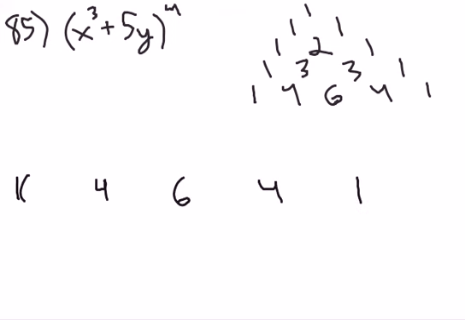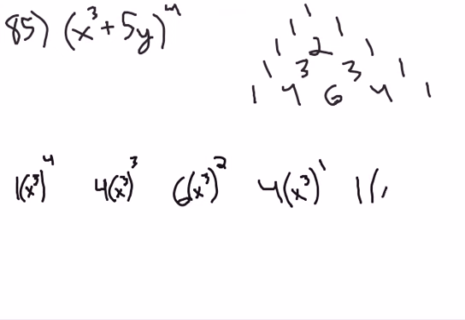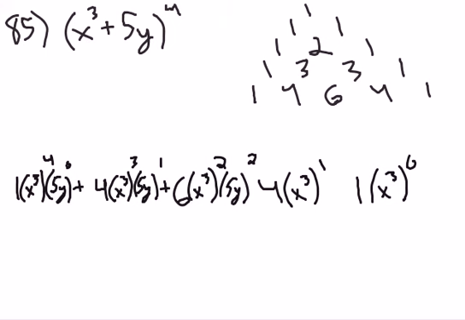So I start with x cubed to the 4th. So notice how I took this guy and put it to the 4th. So I'm kind of substituting it in. x cubed to the 3rd, x cubed squared, x cubed to the 1st, x cubed to the 0, which will just give me 1. Then I do the same thing, but I go the other way with 5y to the 0, 5y to the 1st, 5y squared, 5y cubed, 5y to the 4th.